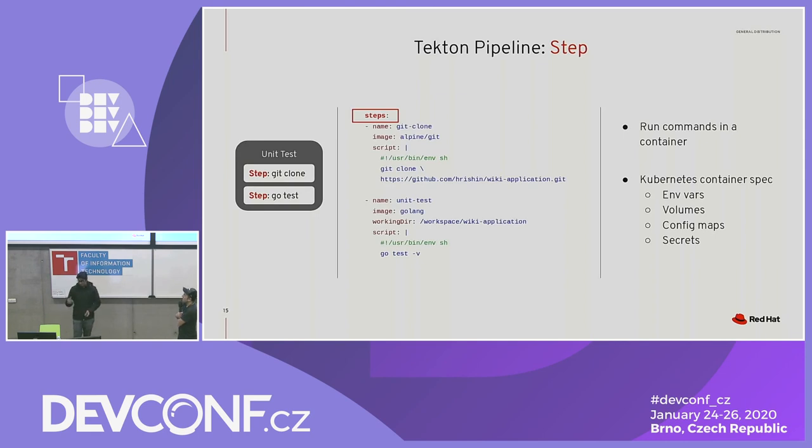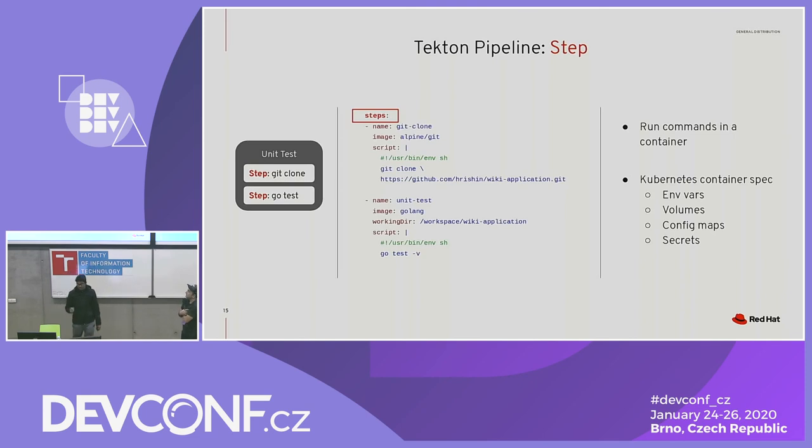So in order to get the source code, we are just going to execute our git clone command. It's a basic git clone command in the container which has the git binary. And the subsequent step I want to run is the go test command, which is going to run inside the Golang container itself. The intent here is that we are going to use containers as a primitive in order to execute all our CI/CD system.